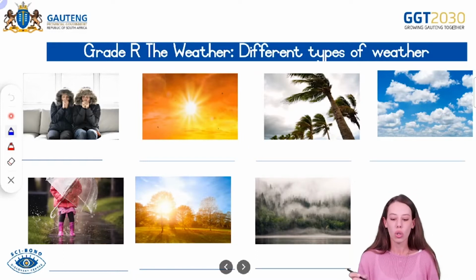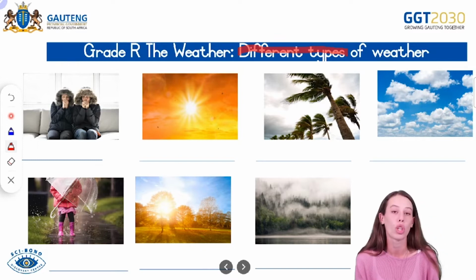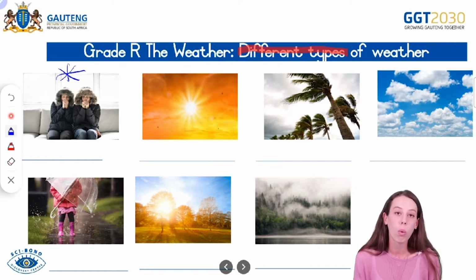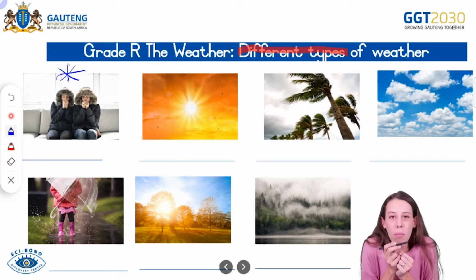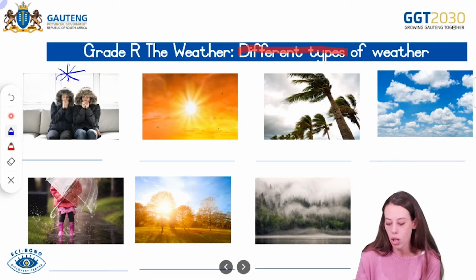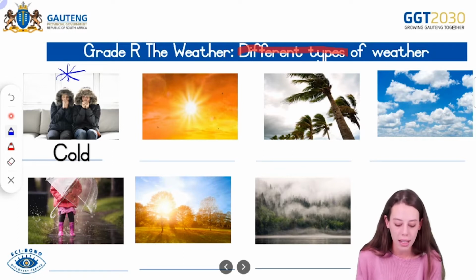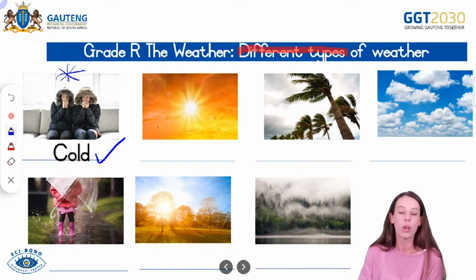Okay, grade R. So let's talk about the different types of weather that we get. So we're going to look at the picture and then we're going to see which word goes with the picture. So in this first picture over here, do these people look very warm or very cold? What are they wearing? They're wearing a big jacket. They're breathing warm air into their hands. They look like they're shivering and they're inside. So let's say that this weather is very cold. Yes, indeed. They are cold, boys and girls. Well done if you got that right. You get a big tick.